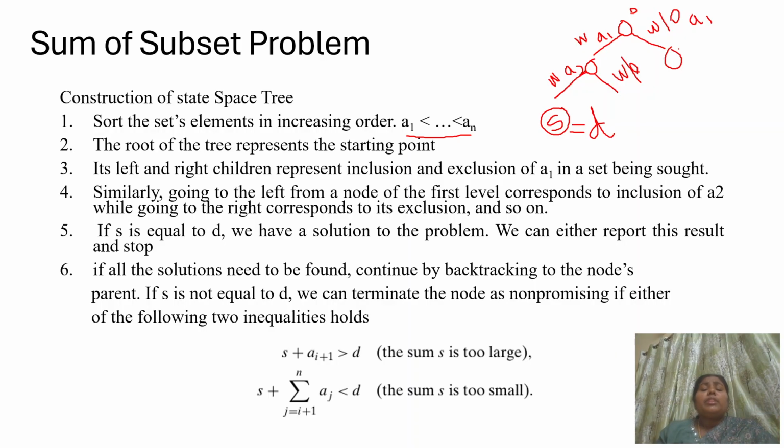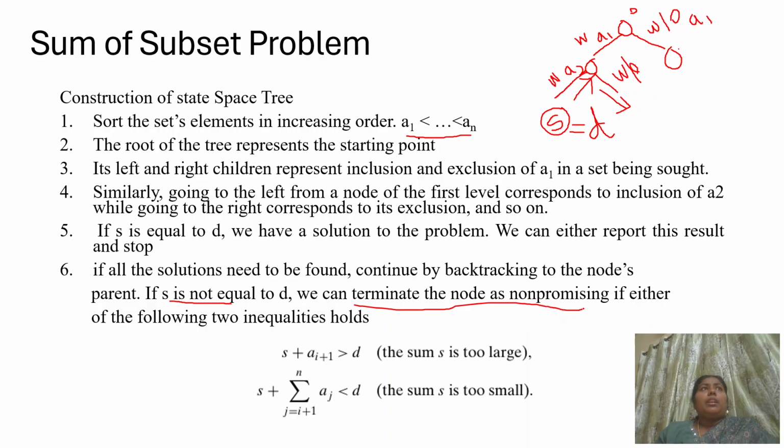If the solution is not found, what we do here is go back to the previous state, that is backtracking to the previous state, and find out another option. That is the basic concept we are doing with the help of a state space tree, given here. If S is not equal to D, what I do here is terminate the node as non-promising. What is a non-promising node? A node that cannot lead to a valid solution. We are not able to get a valid solution, so I am terminating the particular solution.